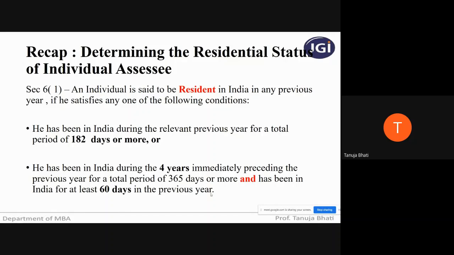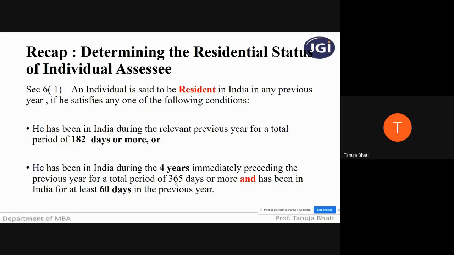There is a difference between the relevant previous year and the years immediately preceding the previous year. The relevant previous year, or previous year, is the year immediately preceding the assessment year. But the years immediately preceding the previous year means leaving out the previous year, the previous 4 years. You have to see whether the stay is 365 days or more. If he fulfills both conditions, he is a resident. If he fulfills any one of these conditions, he is still a resident. If he does not fulfill either condition, he is a non-resident.